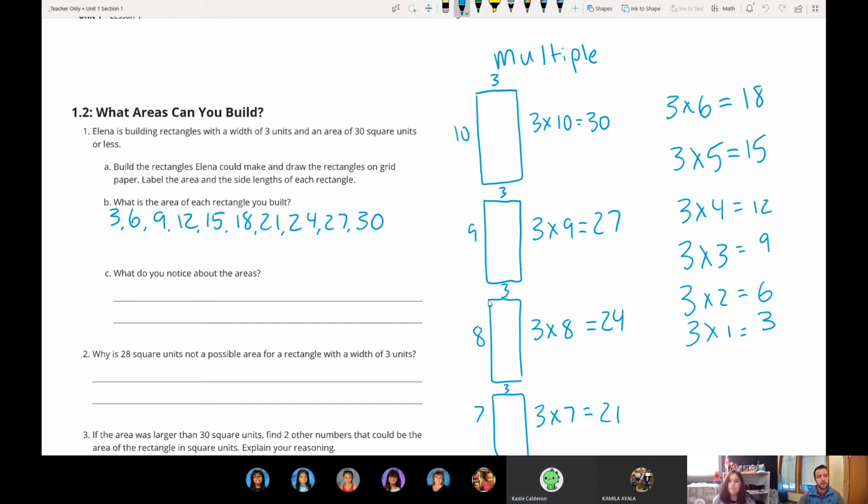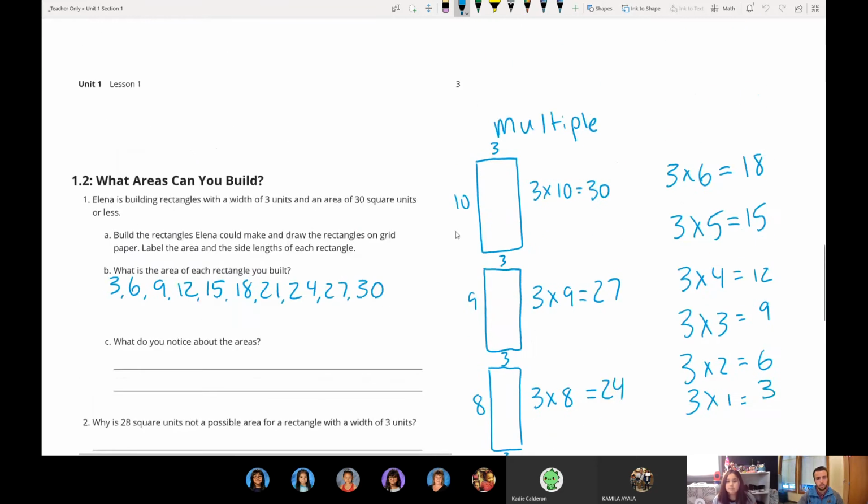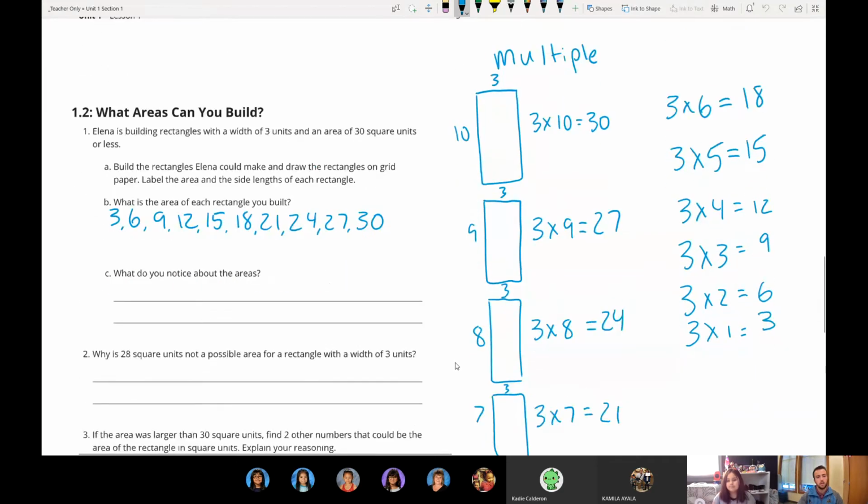What do we notice about the area? Is there a pattern here? All right, Malia, do you want to answer it? What's the pattern here? What do we notice about the areas? That it's like going 10, 9, 8, and all 3s. So 10, 9, 8, and all 3s for what we're multiplying? Yep, that's how we got the side lengths that we're using to multiply with a 3.